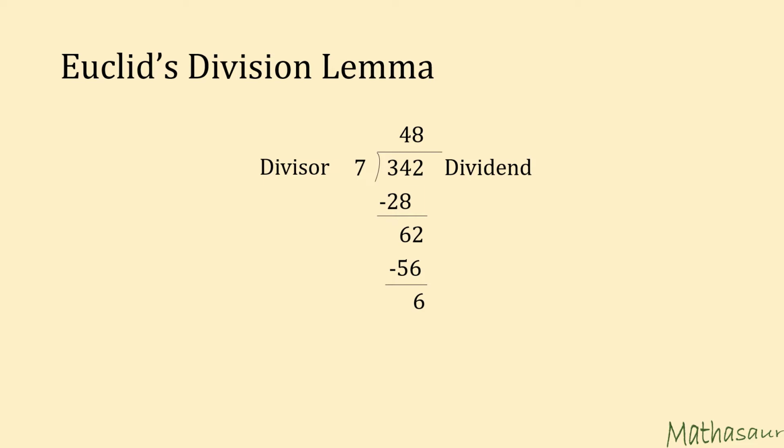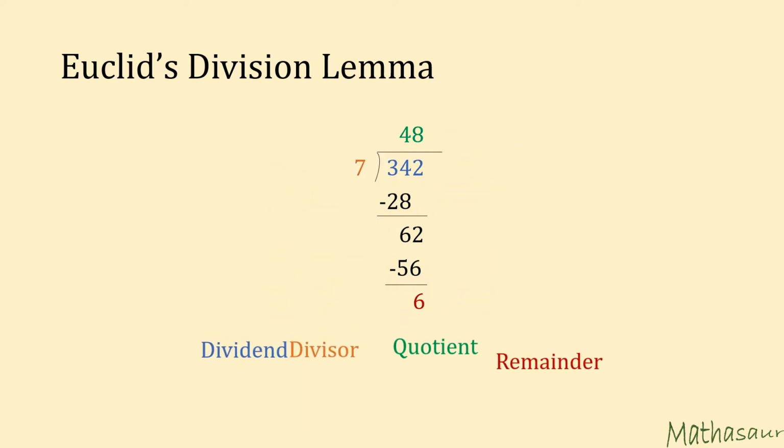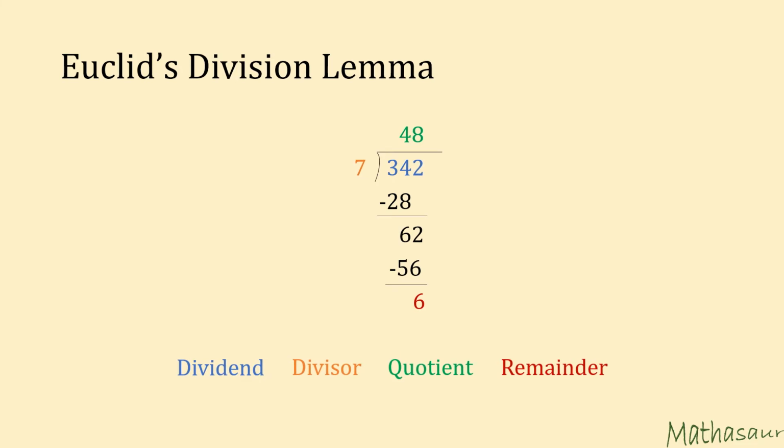Now recall that 342 is called the dividend, 7 is called the divisor, 48 is called the quotient, and 6 is called the remainder. Now we know that there is a relationship between these four. We know that dividend is equal to divisor times quotient plus remainder. And of course the remainder has to be less than the divisor. If it wasn't less than the divisor, then the division would continue.